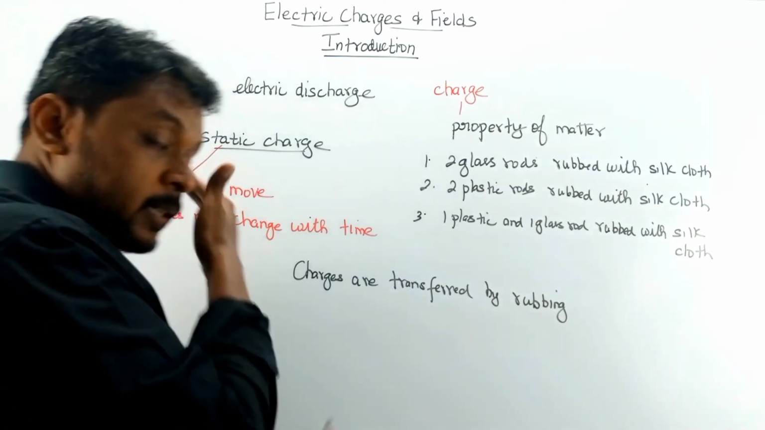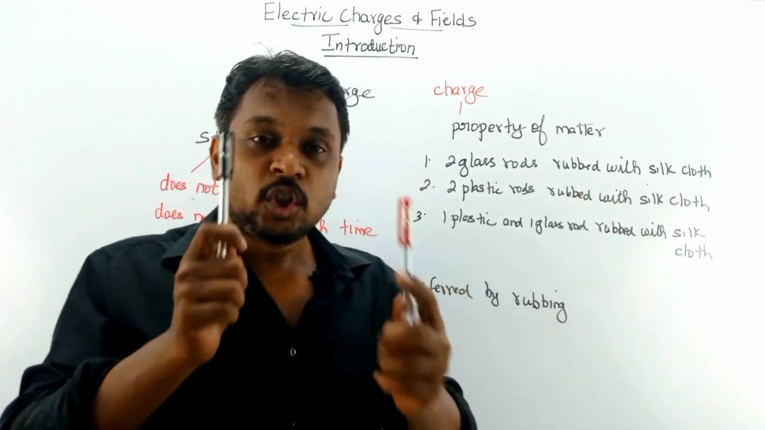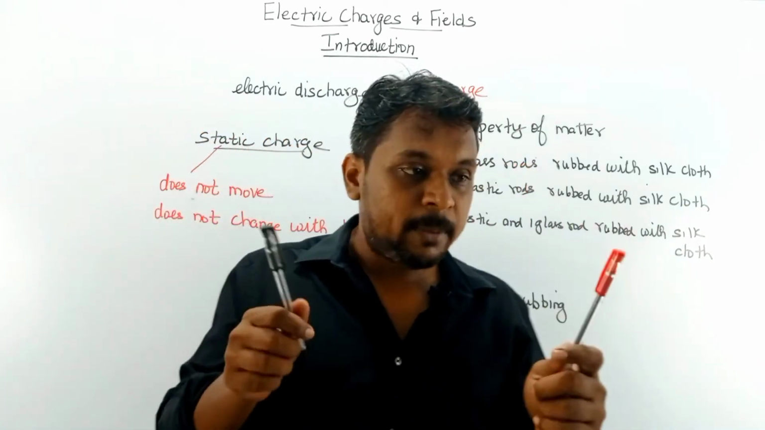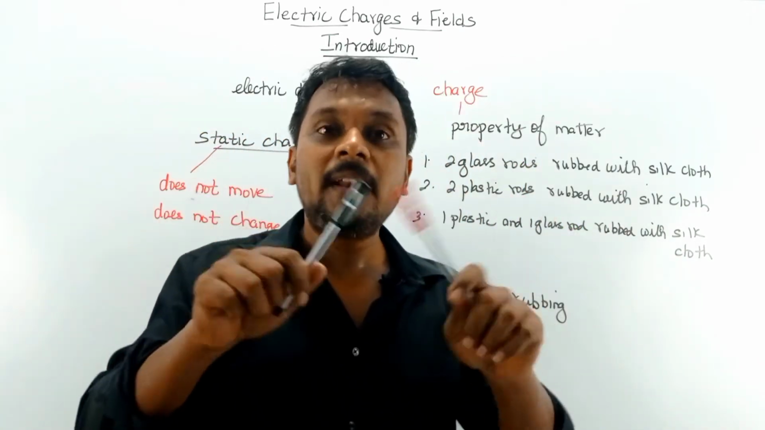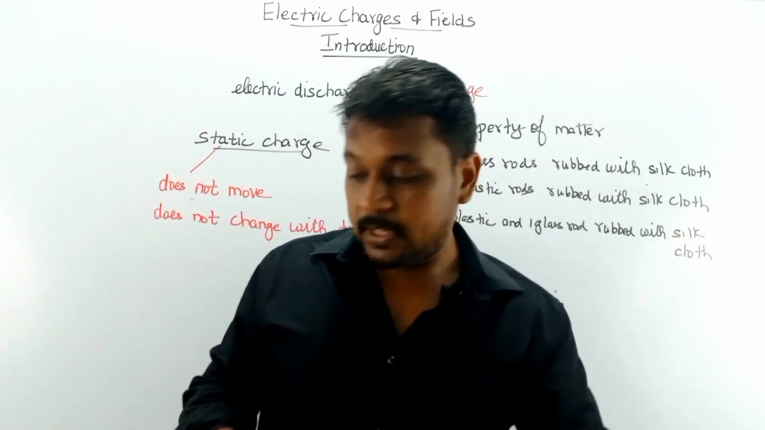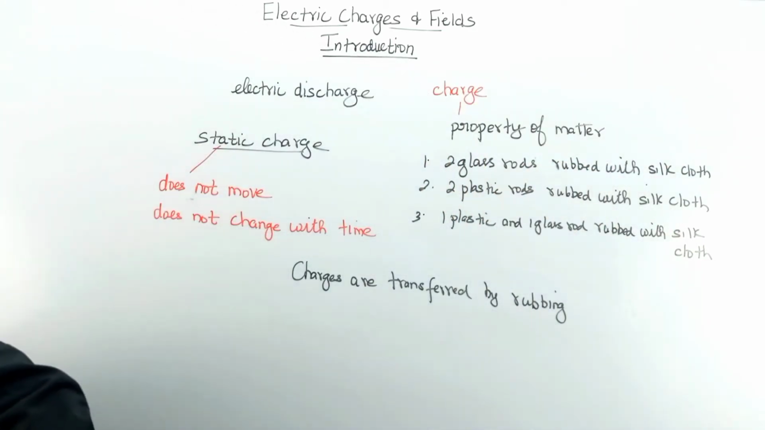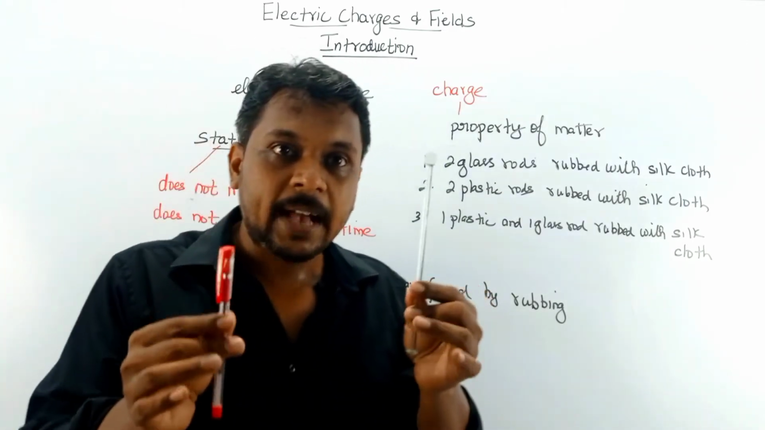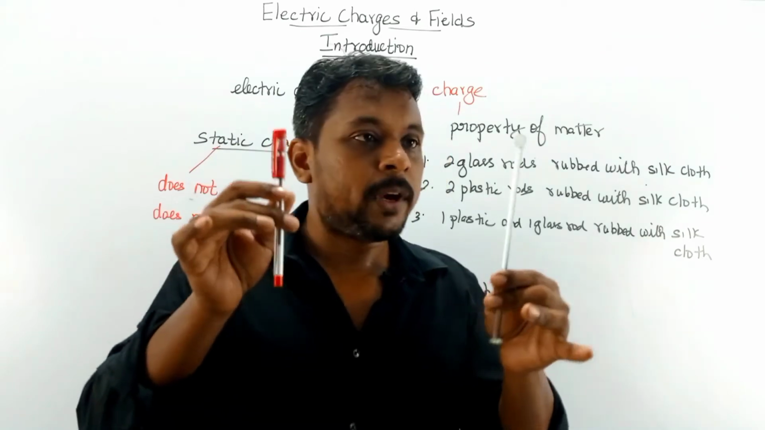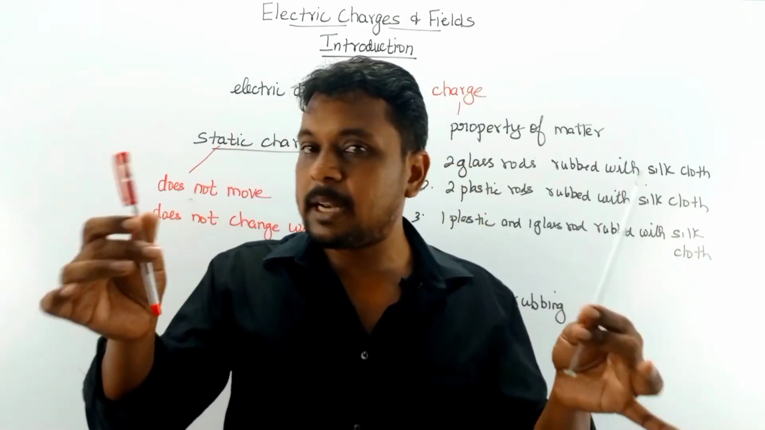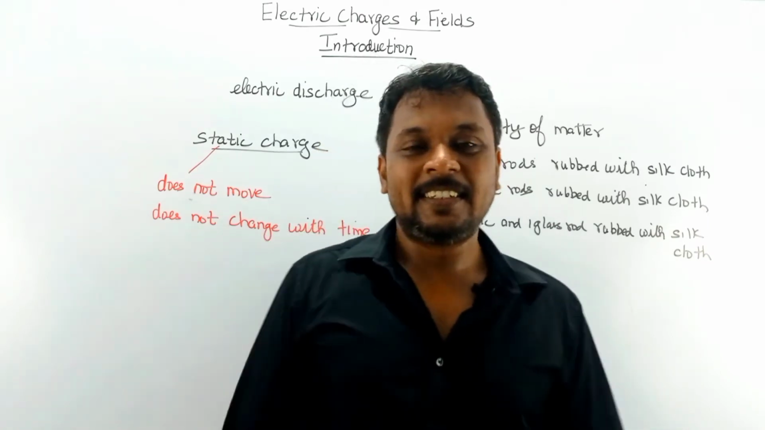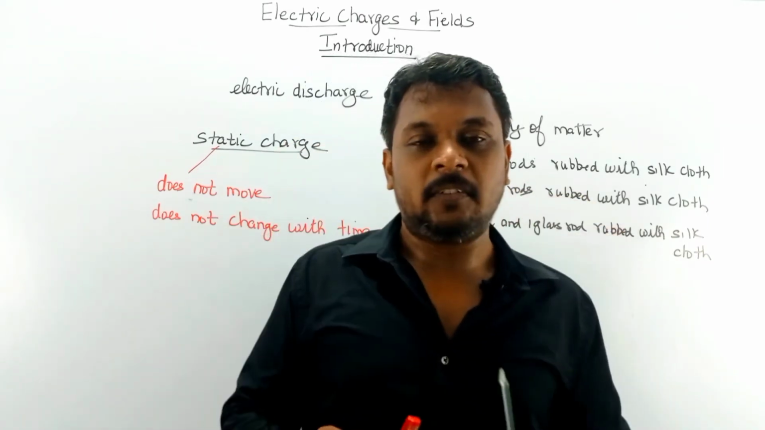Now let us imagine these as two plastic rods. When they are rubbed with silk cloth and brought close to each other after rubbing, they also repel each other. Now I have a glass rod and a plastic rod. After rubbing, when they are brought close to each other, they attract each other.